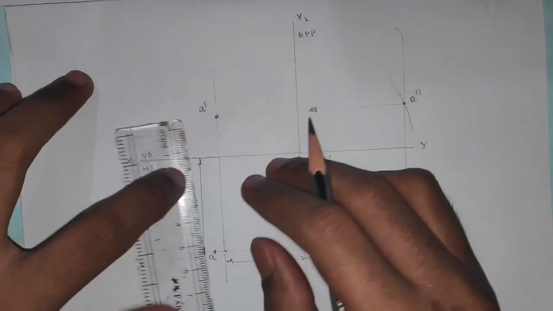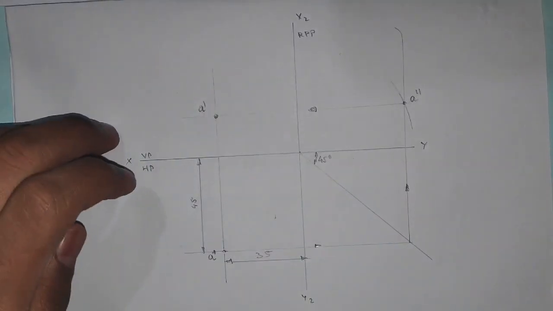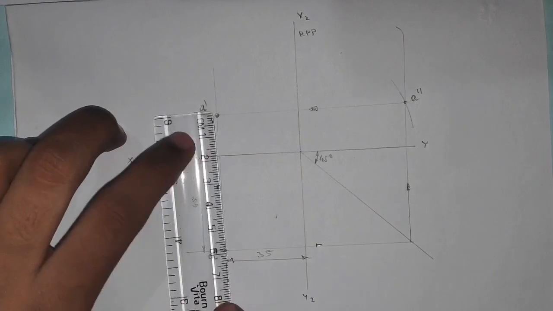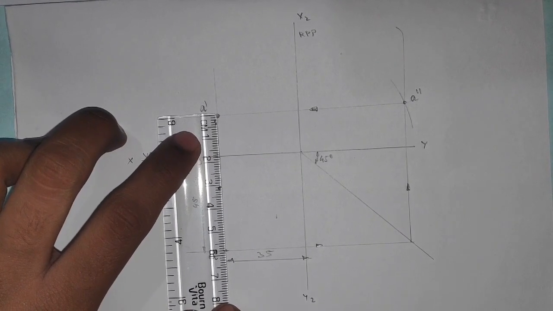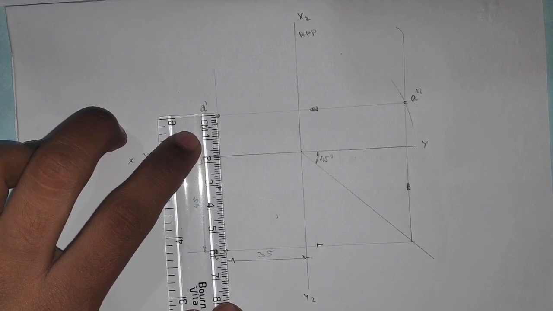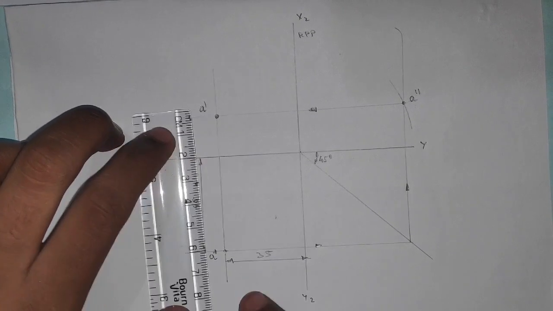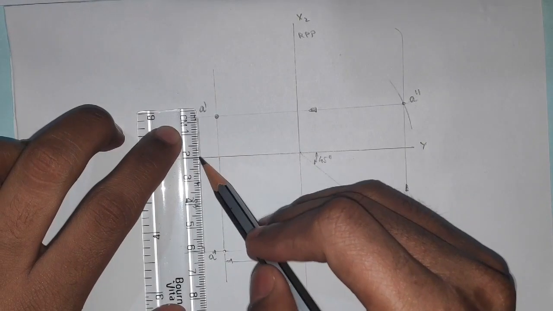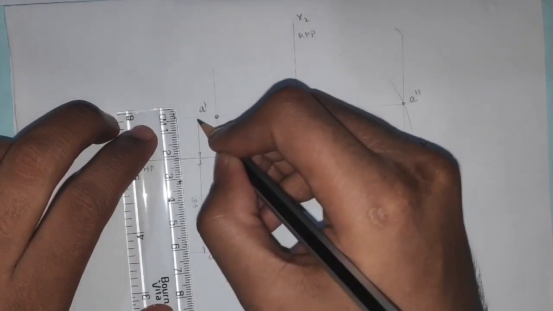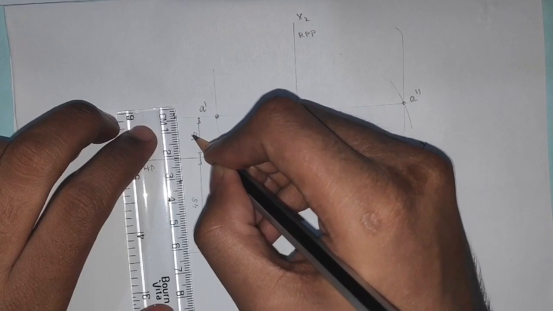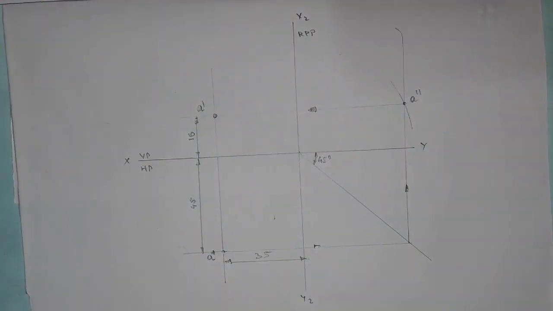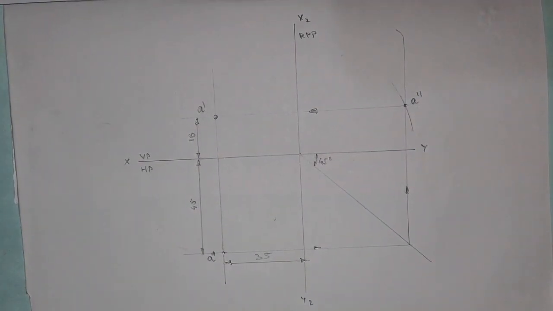So now we need to measure this length. So this will be somewhere around 18 mm. Somewhere around 18 mm. 17.5 or 18 mm. So this will be 18 mm above HP. So this is about the projection of points.